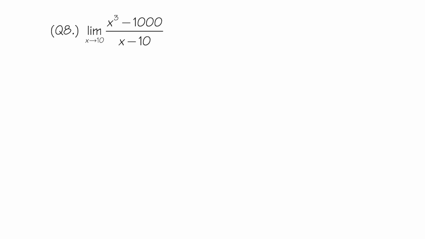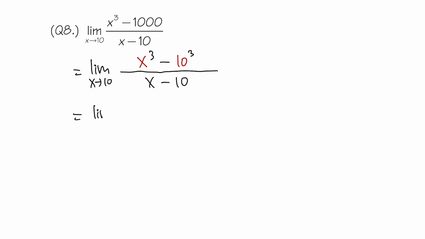So here we go. This is the limit as x approaching 10. We have x to the third power, which is just x to the third power, minus 1000, which is 10 to the third power, and then over x minus 10. To factor a difference of 2 cubes, well, we first get x minus 10. So I will just write that down, x minus 10.